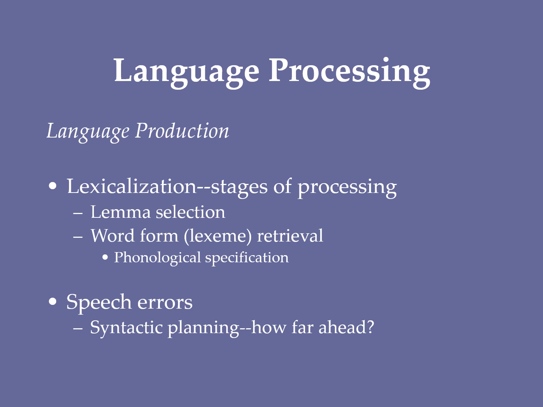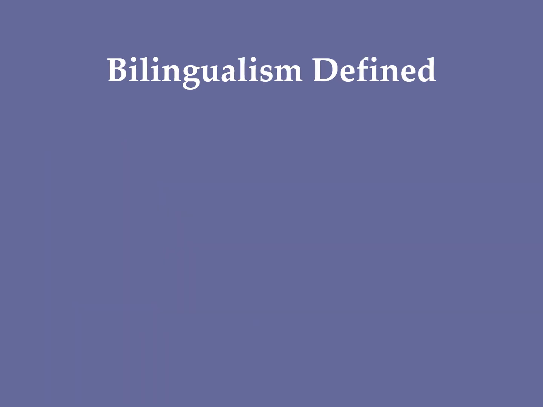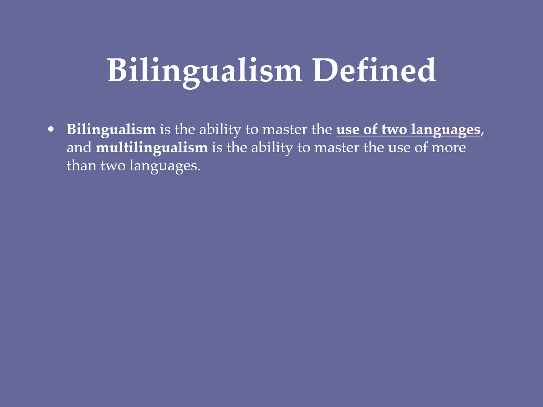And word naming and models: there's the dual route model, analogy model, and connectionist model. So what is bilingualism? Bilingualism is the ability to master the use of two languages, while multilingualism is the ability to master the use of more than two languages.